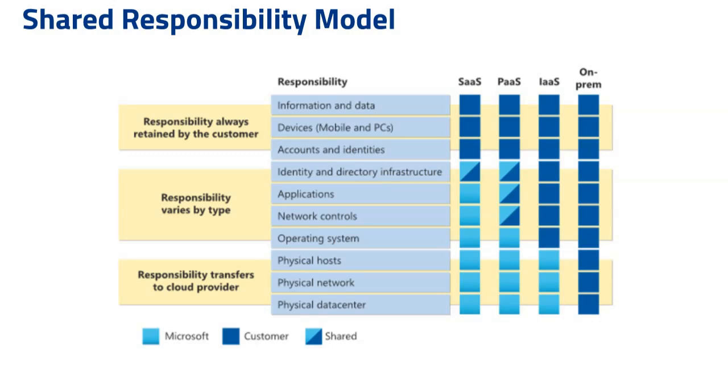When using a cloud provider, you will always be responsible for the information and data stored in the cloud, and the devices that are allowed to connect to the cloud, like cell phones, computers, and so on. You are also responsible for the accounts and identities of the people, services, and devices within your organization. The cloud provider is always responsible for the physical data center, the physical network, and the physical host. Your service model will then determine the responsibility for things like operating systems, network controls, applications, identities, and infrastructure.